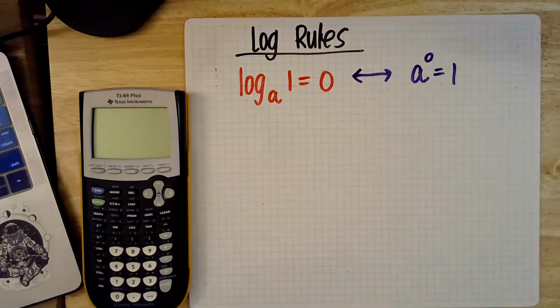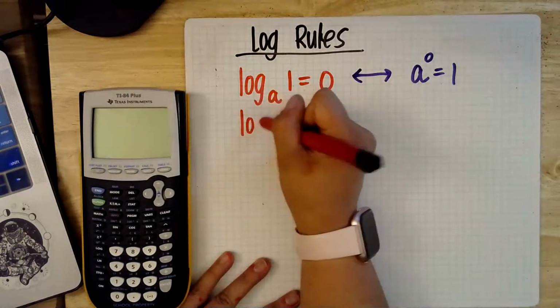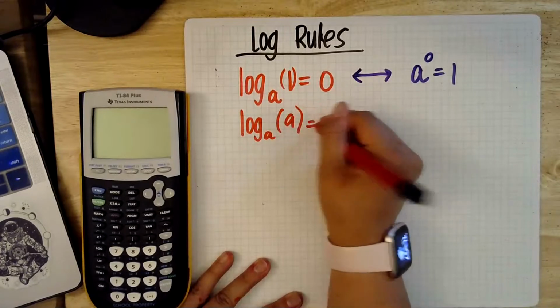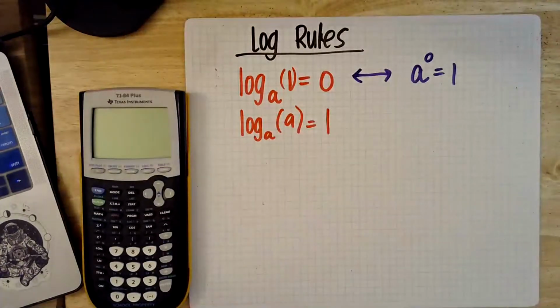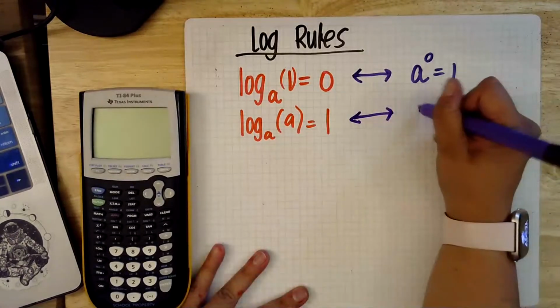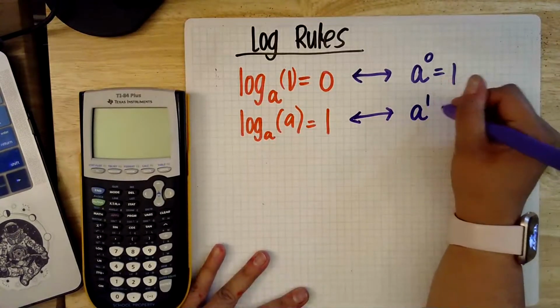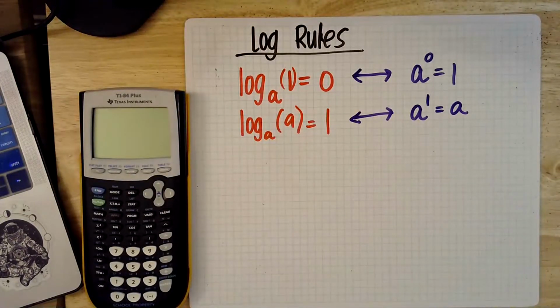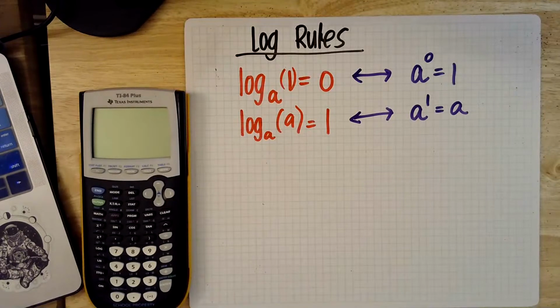Okay, next rule. Log a, I'll put parentheses, of a is always going to equal 1. Why? Because any base to the first power will be that base itself. Okay? All right.